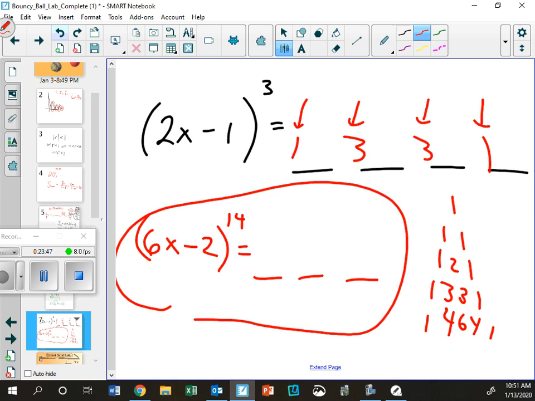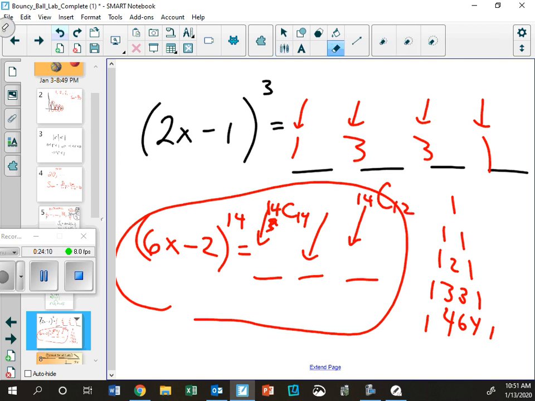Yep. Just to help the people about the 3rd one, what would the 1st one have been? Nope. 14 choose 14. And how about this one? 14 choose 13, and therefore this one, 14 choose 12. And then what is that? That is 14 factorial.